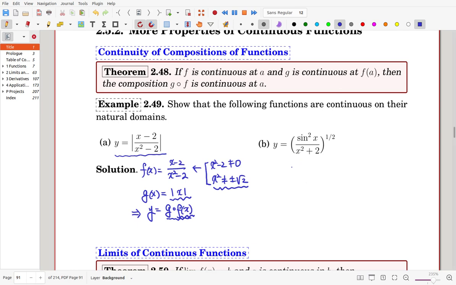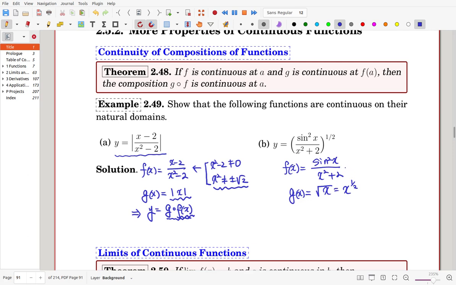Okay, in the same way, we can show this is continuous on its natural domain. Let's try to write down this one as a composition. f of x is sine squared x over x squared plus 2, and g of x is square root of x, or x to the power one half.